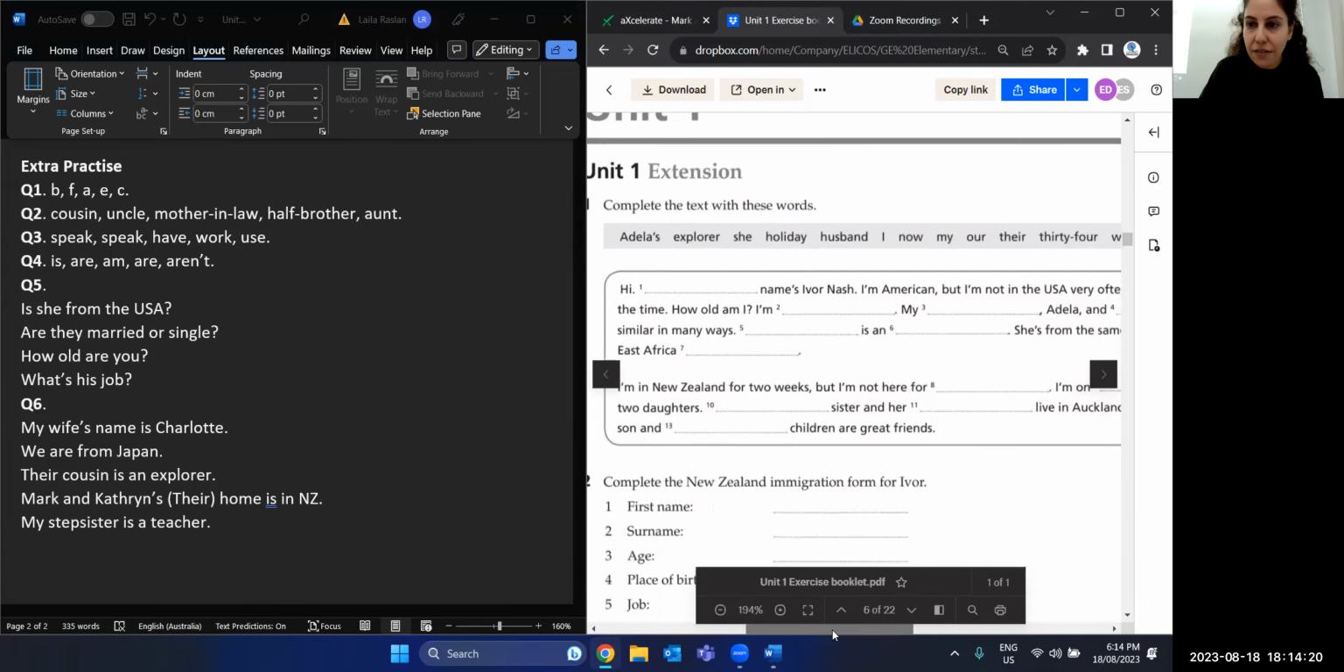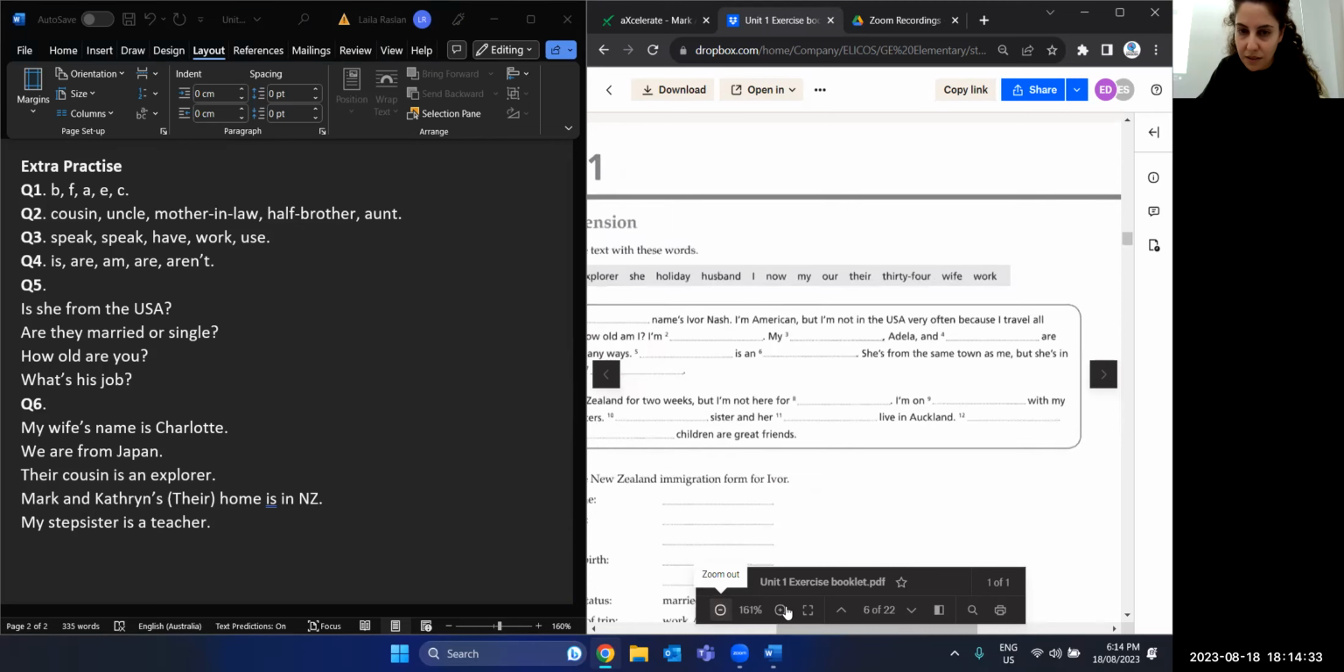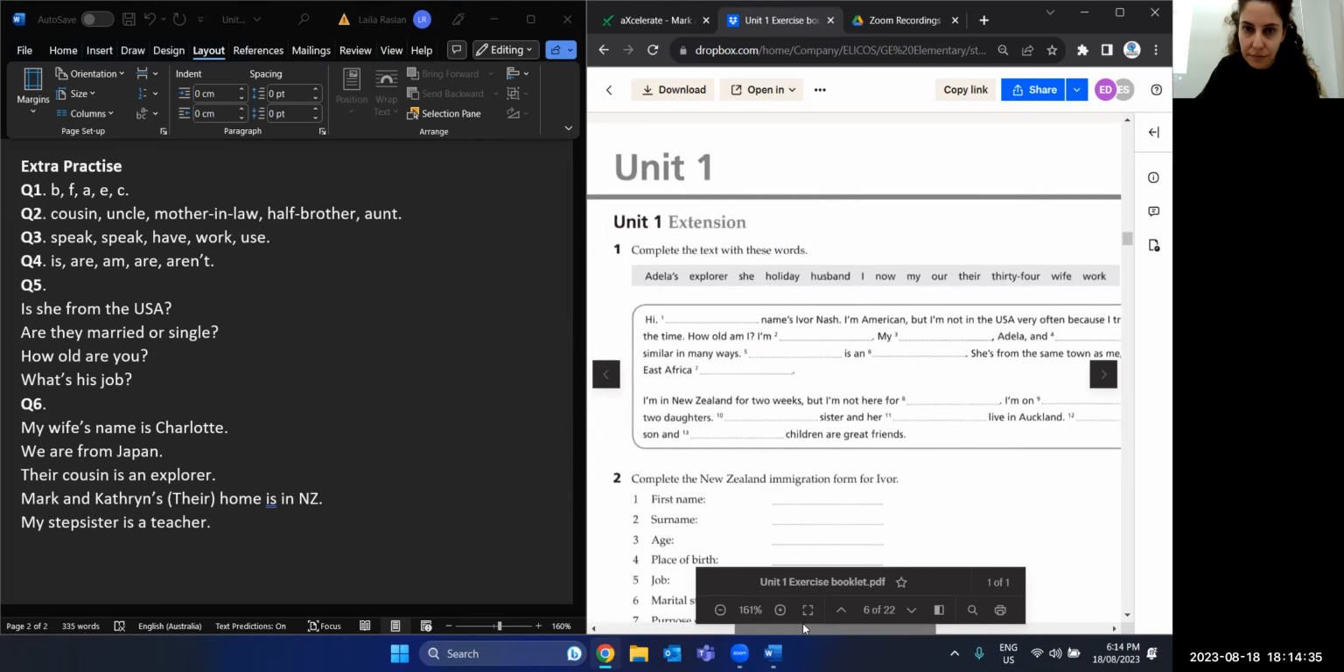Okay, looks like we have information about someone. So I'll just make the screen smaller. So extra materials, extension. We just got all the way up to this page.